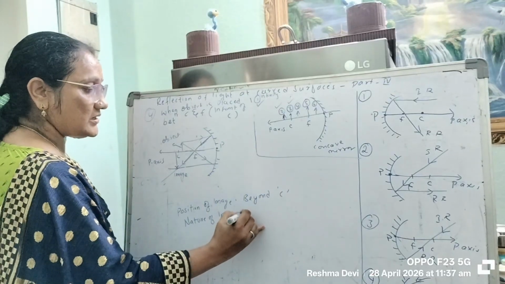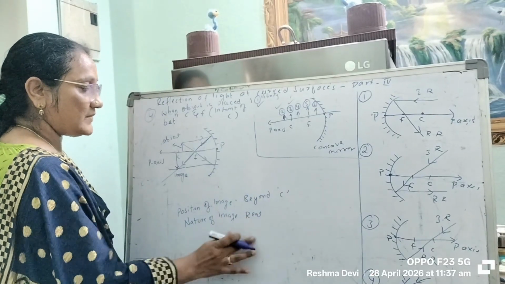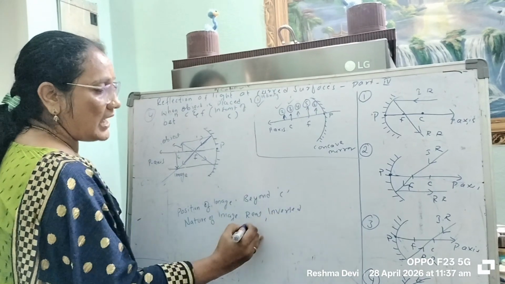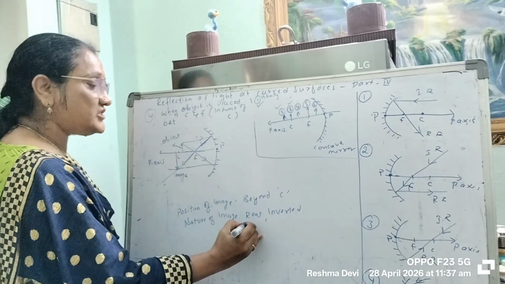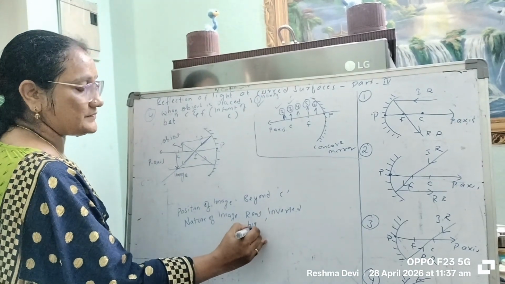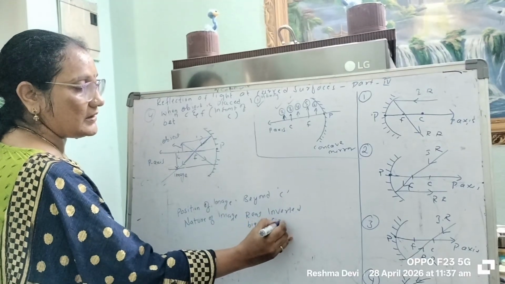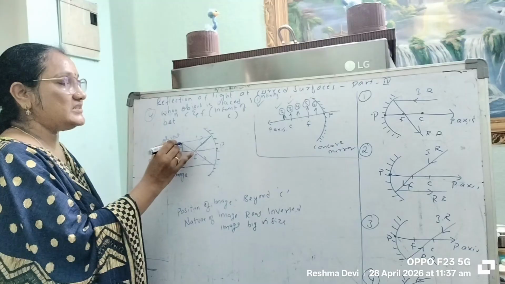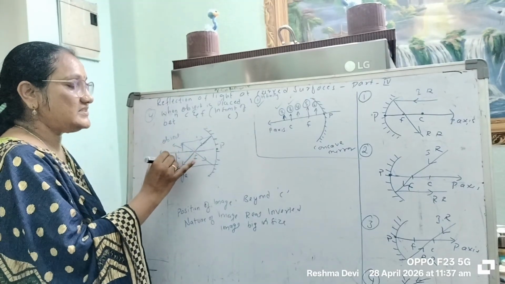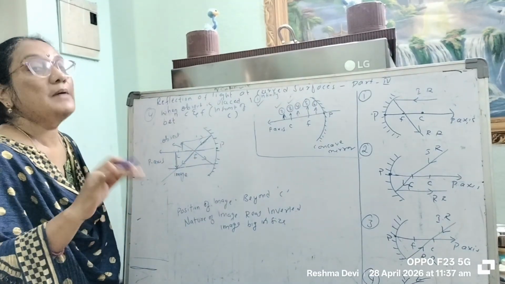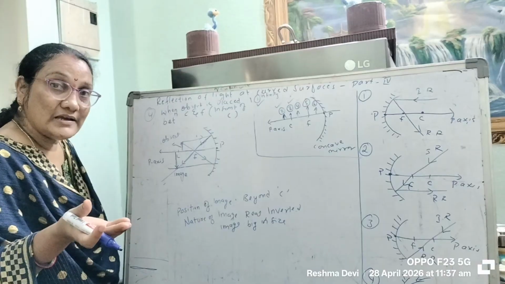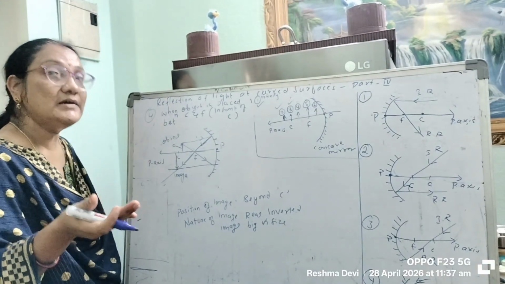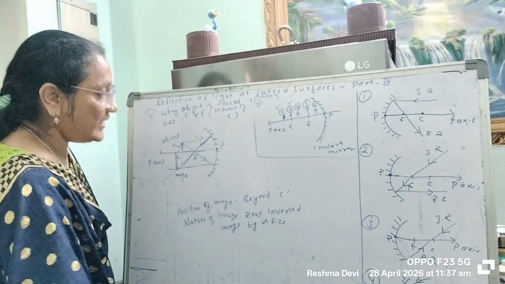How it is? A real, inverted and extremely big in size. Image big in size than object. This is the object size. This is the image size. Bigger than the object. Image formed is bigger than the object. Now next.